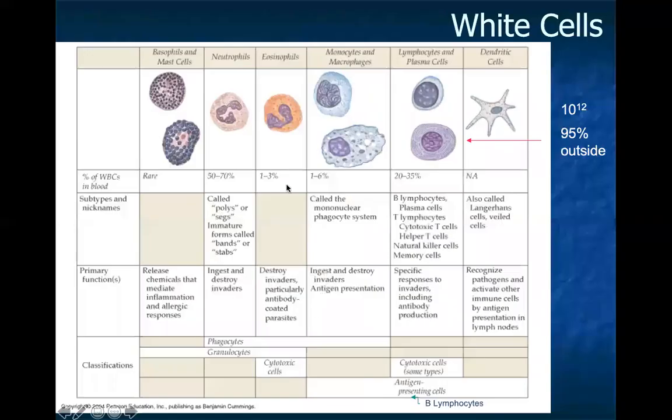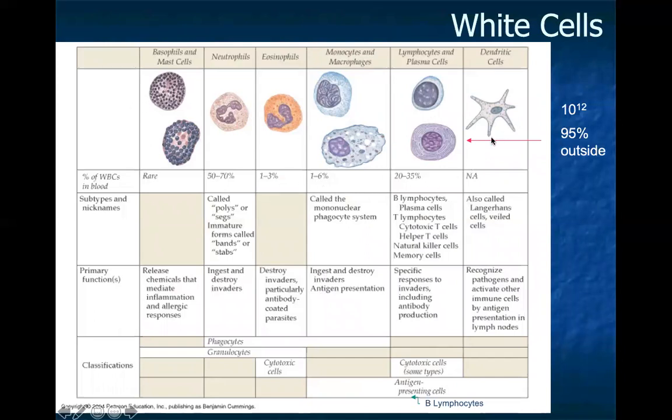Okay, this is decently important. You're not specifically tested on this in this class, but you will be in other classes. So I'm going to go over it very briefly. These are the different white cells I would have in mind. And there's even more than this. These are just the major ones we like to talk about.